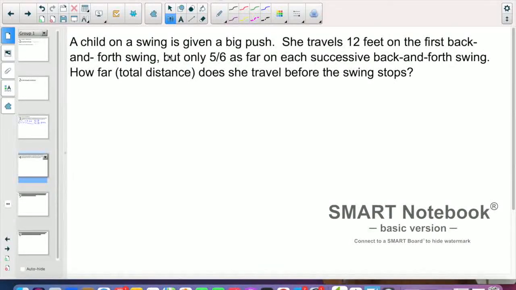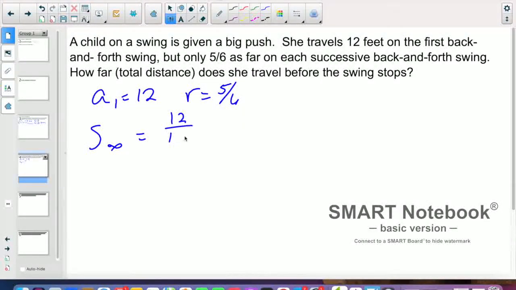A child on a swing is given a big push. She travels 12 feet on the first back and forth swing, but only 5/6 as far on each successive back and forth swing. How far total distance does she travel before the swing stops? Well, in this one, our A sub 1 is 12 feet, and our R value is 5/6. So we're going to plug that into the formula. S sub infinity equals 12 over 1 minus 5/6.